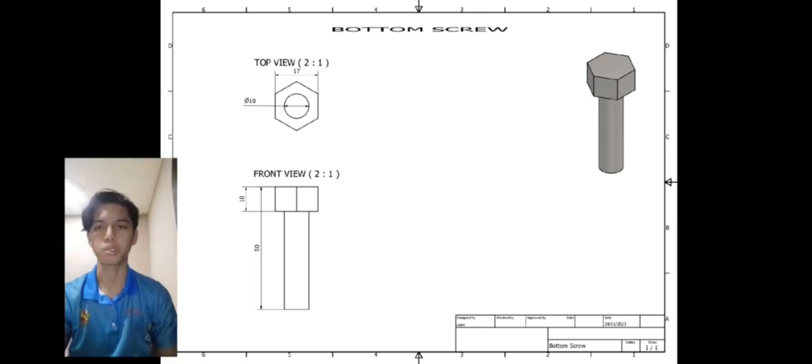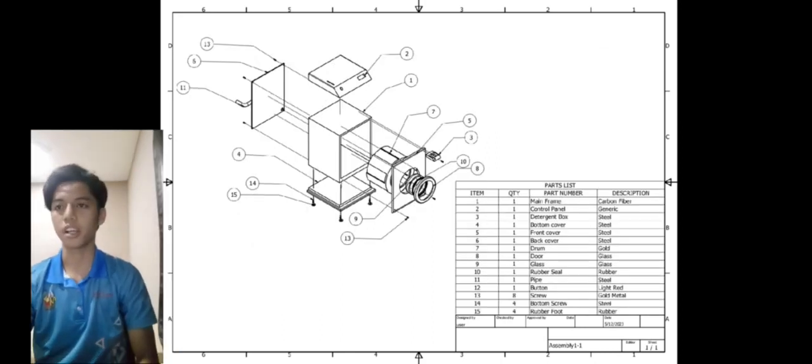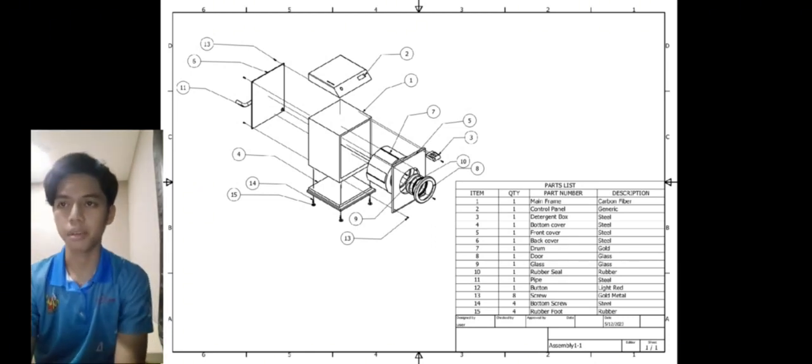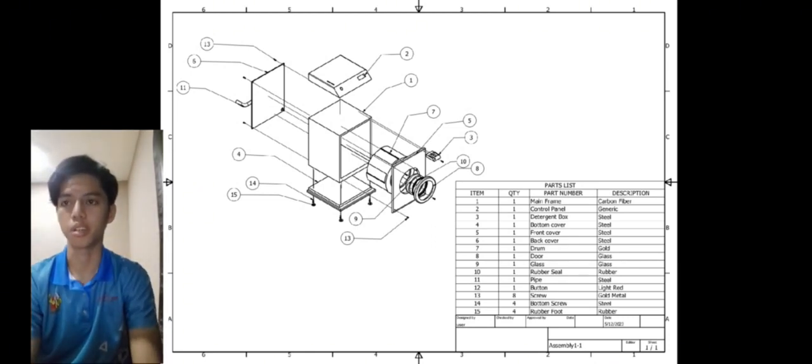Next is a bottom screw that will attach the bottom cover and the machine. So the bottom screw has a 60 total height, while only the shaft is 50 millimeters. Based on this diagram, there are 15 parts. The first part is mainframe. The mainframe is made of carbon fiber, and the second part is control panel that was made by generic.